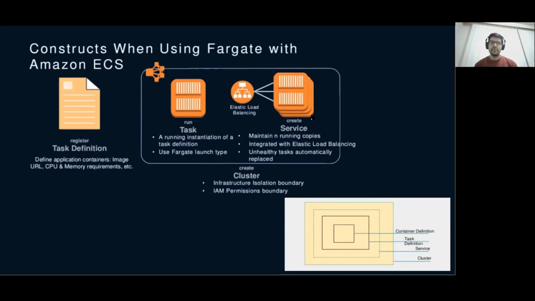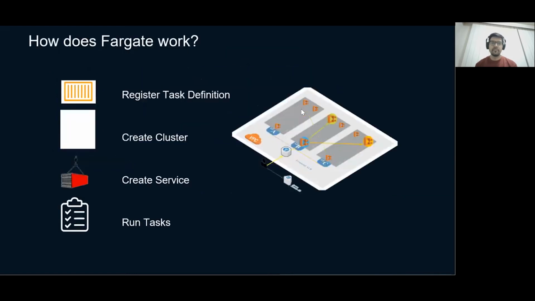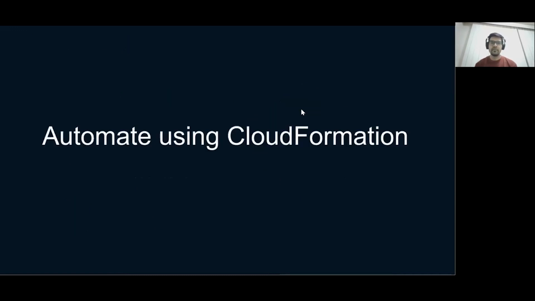Why AWS has introduced the service is because the service would act like a controller. It can maintain and run multiple copies of the task, and the service can be integrated and talk to the Elastic Load Balancer. And then it would be the responsibility of the service to remove the unhealthy container, or to add the new container. So we can define the auto scaling policy for the service, and accordingly it will launch or delete the containers for us. So yeah, first we need to register the task definition, create the cluster, create the service, and then run the task inside the service.